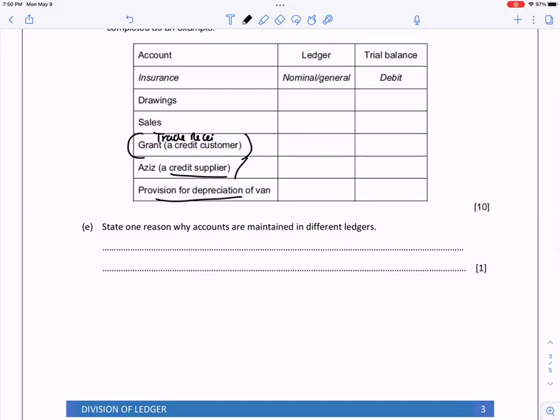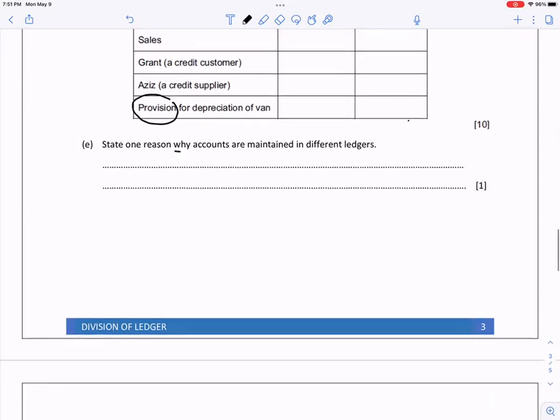Provision for depreciation, what balance? Depreciation always has a debit balance, no? Provision for depreciation. All provisions always have a credit balance. Provision for doubtful debts? Credit. Which ledger? General ledger.